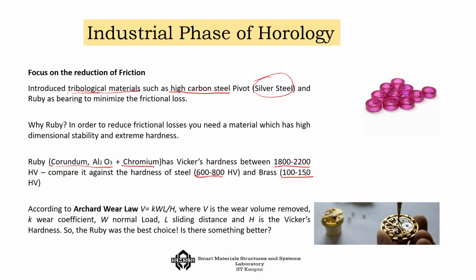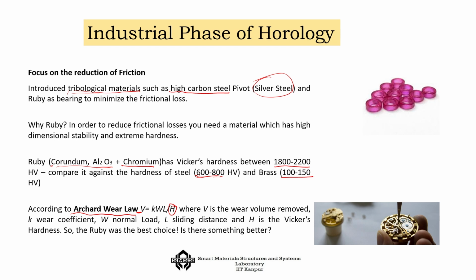So, naturally, the shifting to ruby is something that would help, because if you look at the Archard wear law, then you would see that the wear volume is inversely proportional to the hardness. That means, the more the hardness, the less will be the wear volume, and because ruby is so high in hardness, the wear volume comes down, and hence the clock will survive for a much longer time.